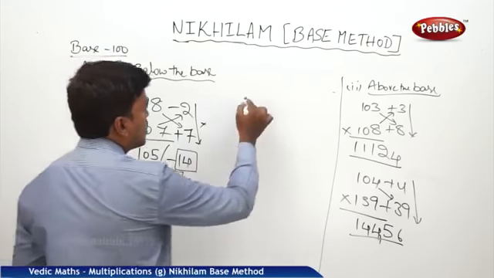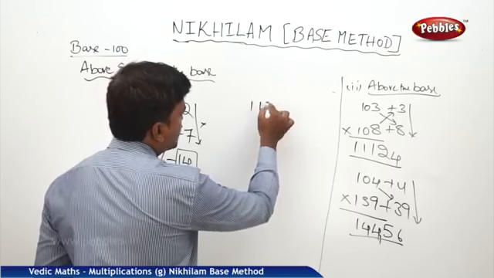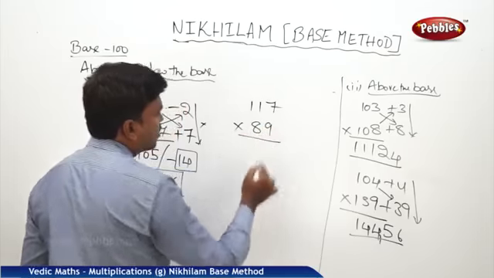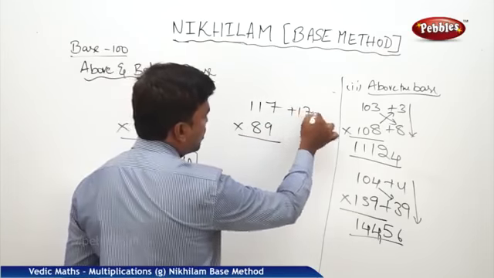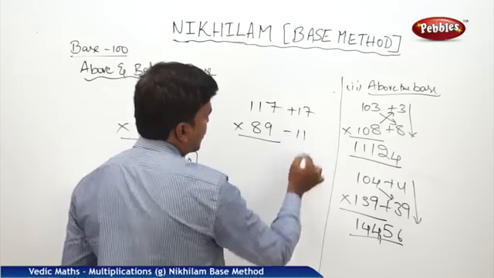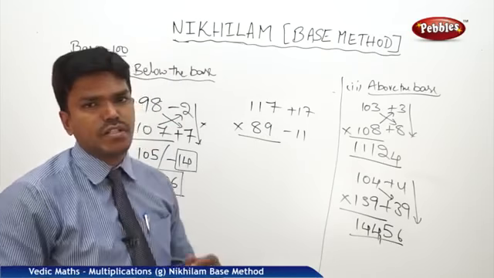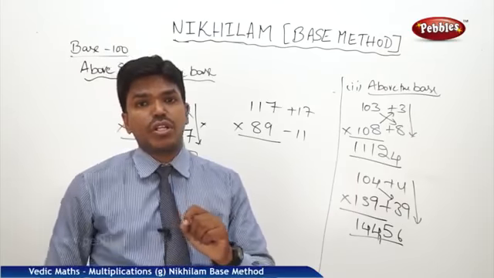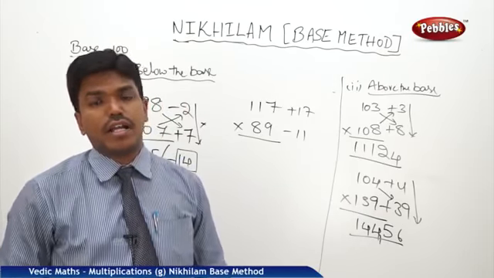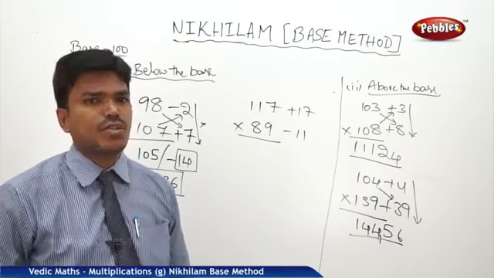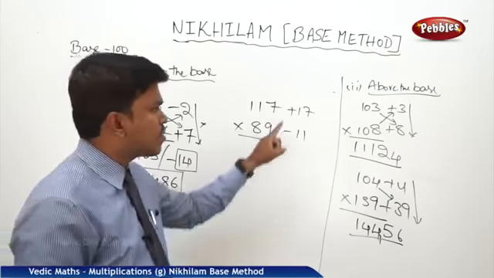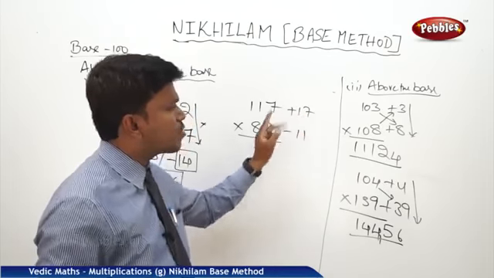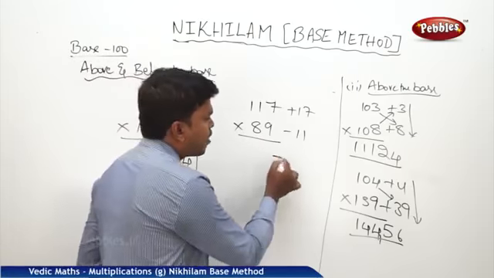One more example. Suppose I want to multiply 117 into 89. So this is plus 17 and this is minus 11. So 17 into 11. What is 17 into 11? We already discussed the 11's multiplication in the x into 1 series, so it is easy to recollect. So 17 into 11, the answer is 7, 1 plus 1, 8, 1. So the answer is 187, but with a minus symbol.